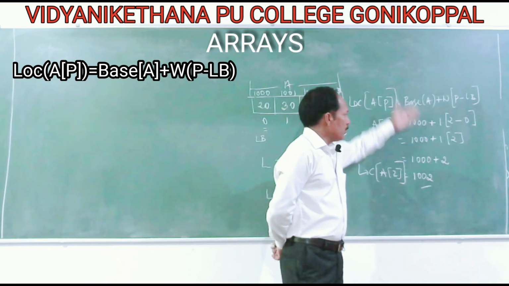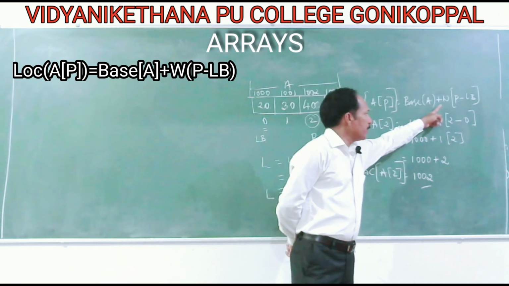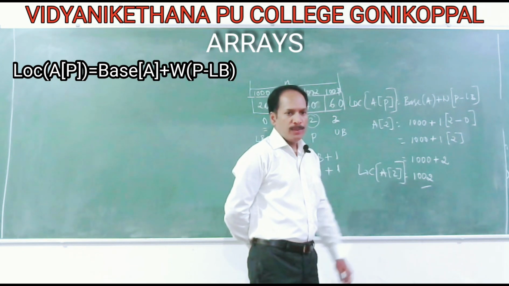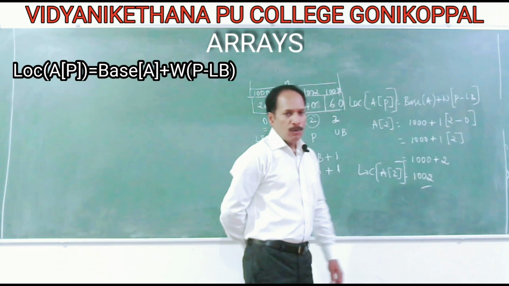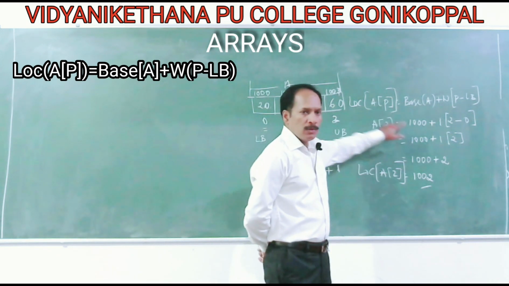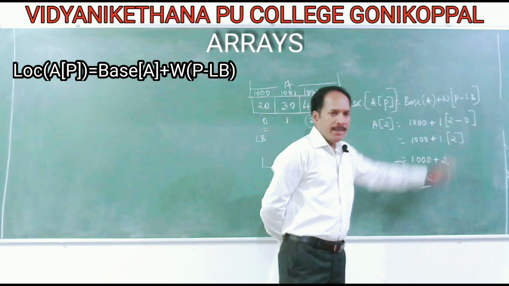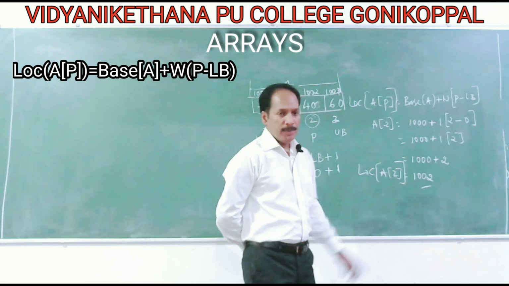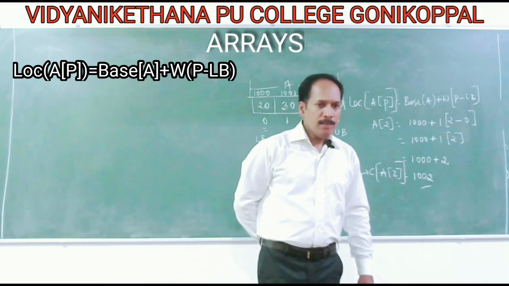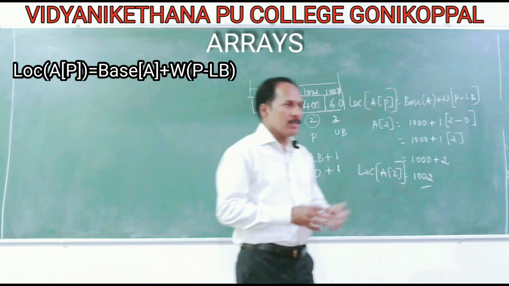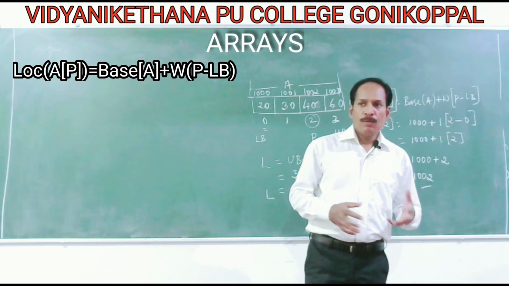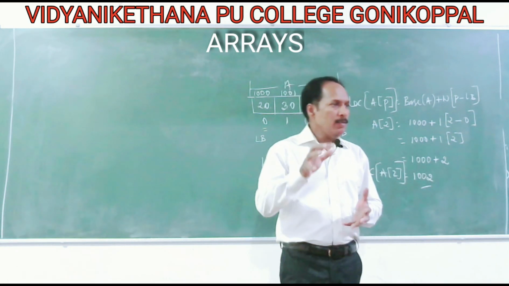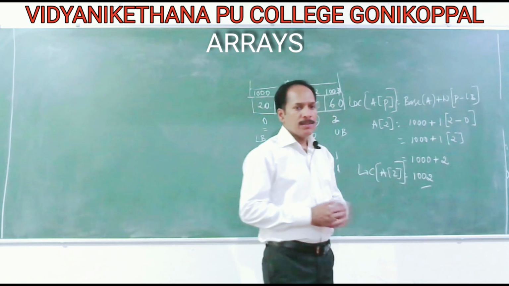Let us use this formula: base address plus W, where W represents the number of words per memory, P is the position of the element you are looking for, and LB represents the lower bound. By substituting the values, 1000 plus 1 into 2 minus 0, where 0 is the lower bound. So the position of the A of pth element is at 1002. That's how we represent a one dimension array. We have understood how the size of an array is calculated and how these elements are represented.